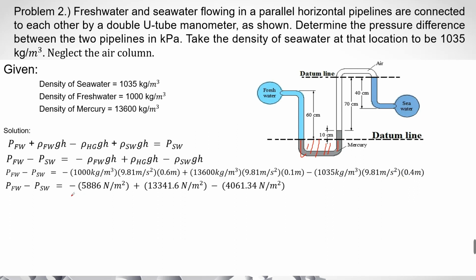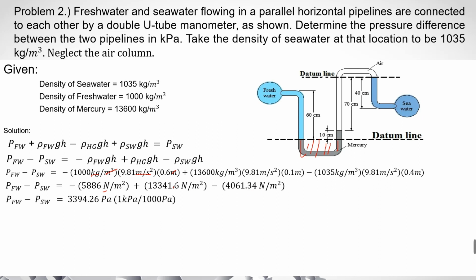So calculating, pressure of fresh water minus pressure of seawater is equal to negative 5,886 Newton per square meter. So it becomes Newton per square meter since kilogram meter per s squared is equal to Newton, and we can cancel the meter here, so that's why it becomes Newton per square meter, plus 13,341.6 Newton per square meter, minus 4,061.34 Newton per square meter.